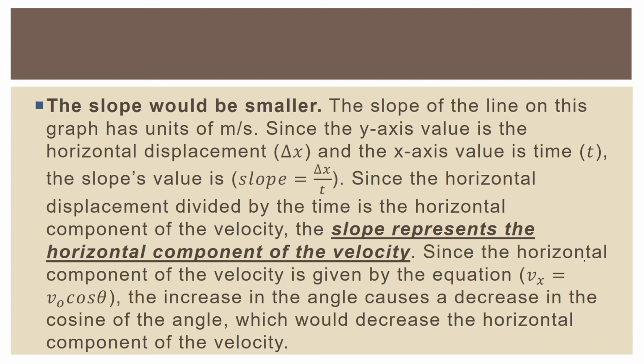The slope of the line on this graph has units of meters per second. Since the y-axis value is the horizontal displacement, delta x, and the x-axis value is time, t, the slope's value is delta x over t. Since the horizontal displacement divided by the time is the horizontal component of the velocity, the slope represents the horizontal component of the velocity. Since the horizontal component of the velocity is given by the equation Vx equals V naught cosine theta, the increase in the angle causes a decrease in the cosine of the angle, which would decrease the horizontal component of the velocity. It's more vertical, less horizontal. That's it.